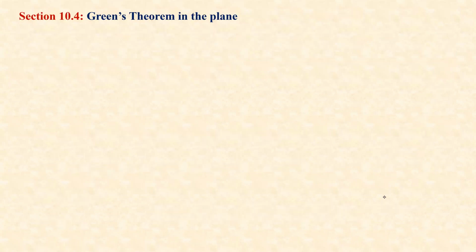All right. As I mentioned, 10.3 is omitted because it is just integration, double integrals over regions, which is taught in calculus. Now we do Green's theorem in the plane.